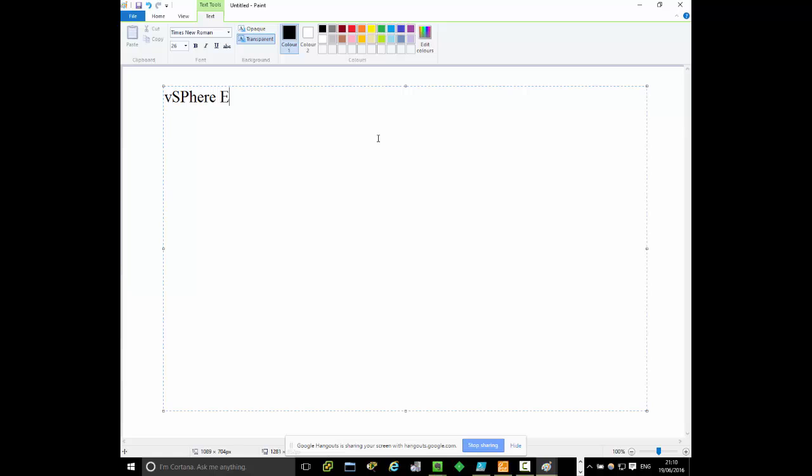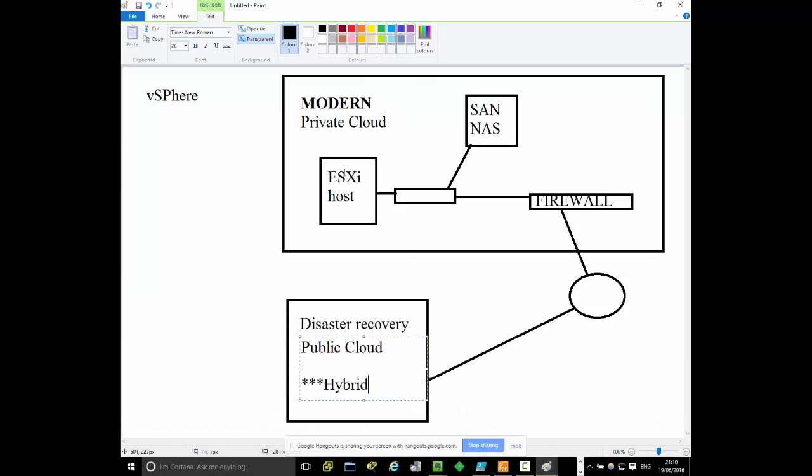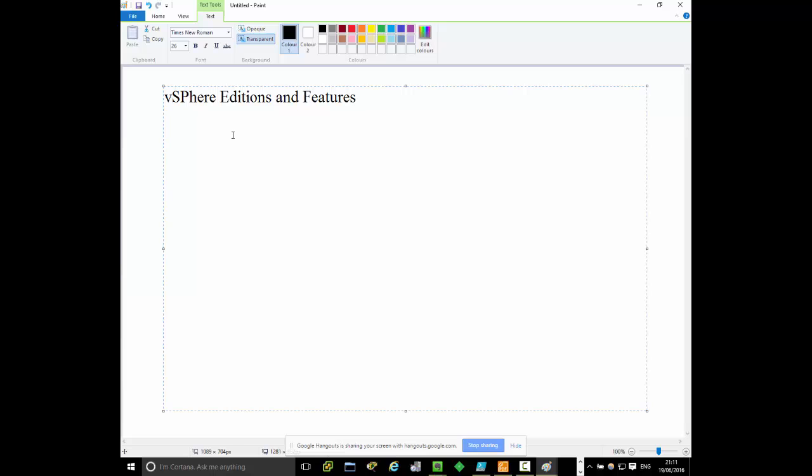vSphere editions and features. So let's just talk about that. Anyone knows what the different editions are? So you go out there, you say, okay, now I'm finally ready to start building my data center. I know I need an ESXi host that's going to host my virtual machines. Now you go out to VMware. VMware is going to tell you, yeah, you're right, we do make a product for that, but which one do you want? We make different products for that. Which one of the products do you want to be able to install? So who wants to help us with this? What are the different vSphere editions that are available to us?